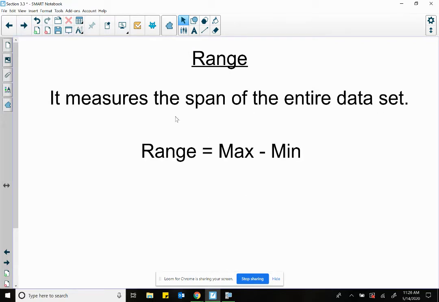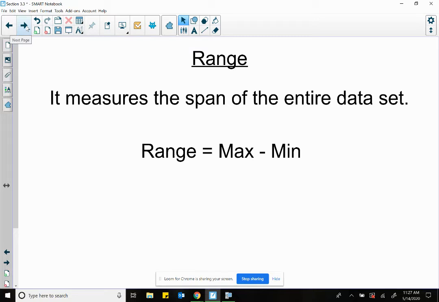Last but not least, you can also talk about the span of your data. How long is your data? We just call that the range. To find the range, you take the largest data entry, the maximum, minus the minimum. The range tells us about how many numbers our data spans. If the range is small, there's not a lot of span and probably not a lot of variability. If the range is huge, you probably have more variability.